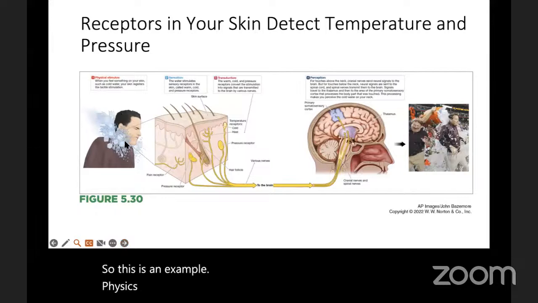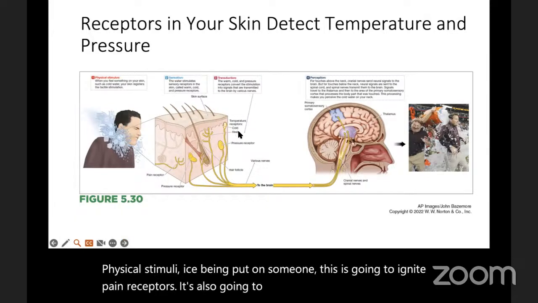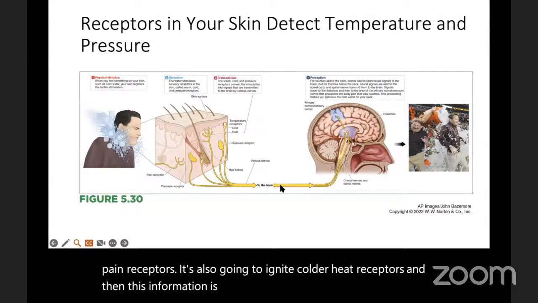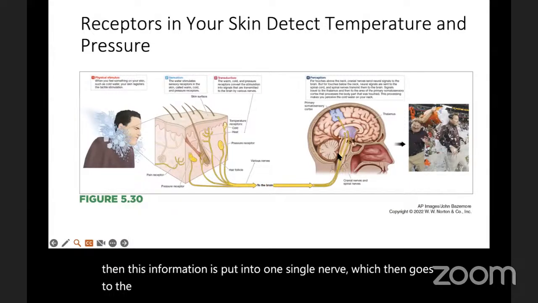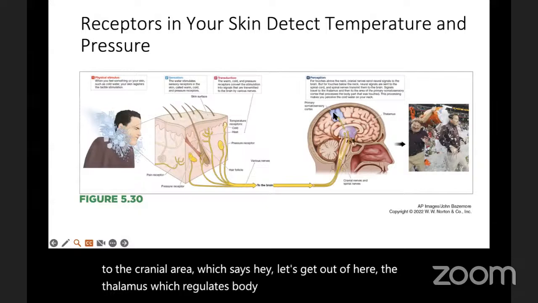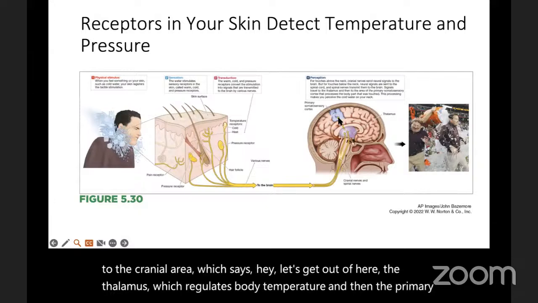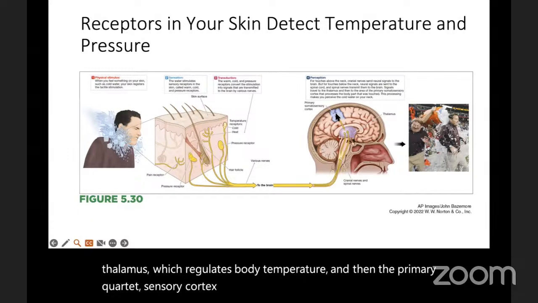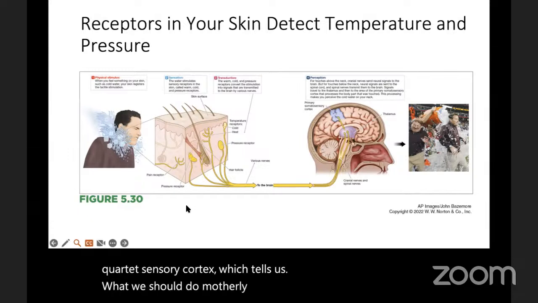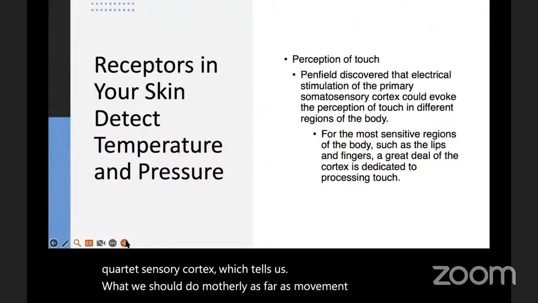So this is an example. Physical stimuli, ice being put on someone. This is going to ignite pain receptors. It's also going to ignite cold or heat receptors. And then this information is put into one single nerve, which then goes to the cranial area, which says, hey, let's get out of here. The thalamus, which regulates body temperature. And then the primary sensory cortex, which tells us what we should do motorly as far as movement. Okay.